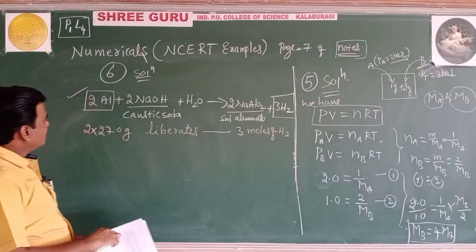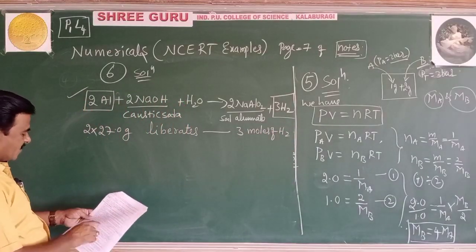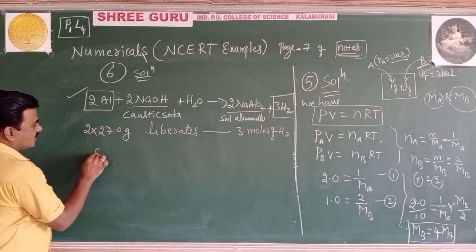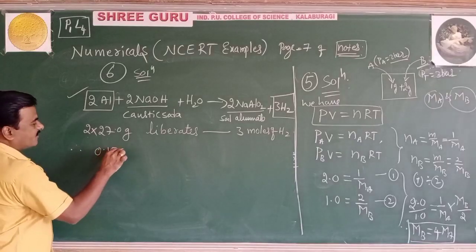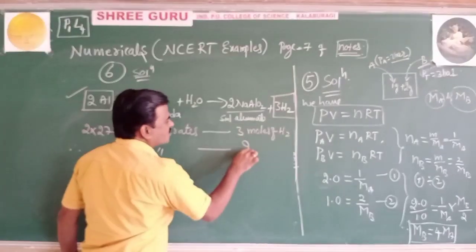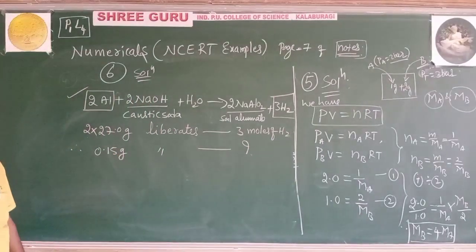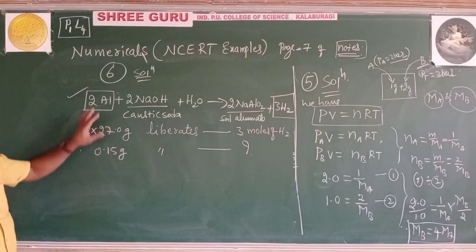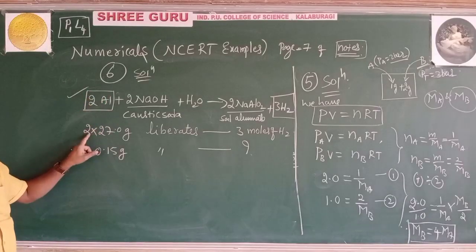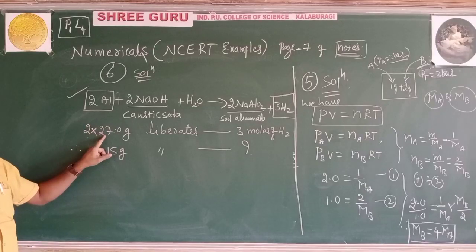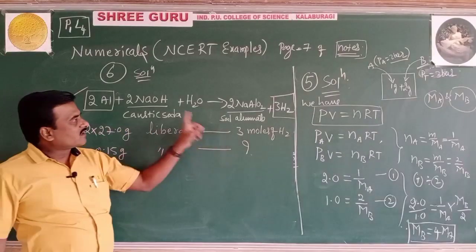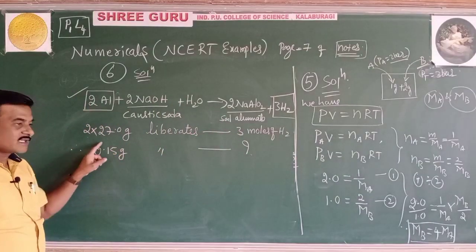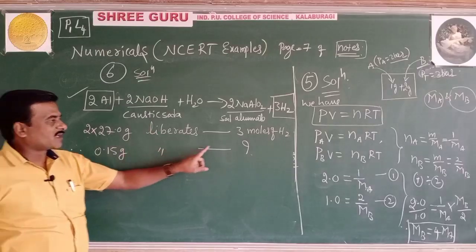But what amount of aluminum was given in the problem? 0.15 gram of aluminum. Therefore, how many moles of dihydrogen does 0.15 gram of aluminum liberate? First you have to find the moles. According to the equation, 2 into 27 gram of aluminum with caustic soda liberates 3 moles of hydrogen. Then what about the asked 0.15 gram of aluminum?